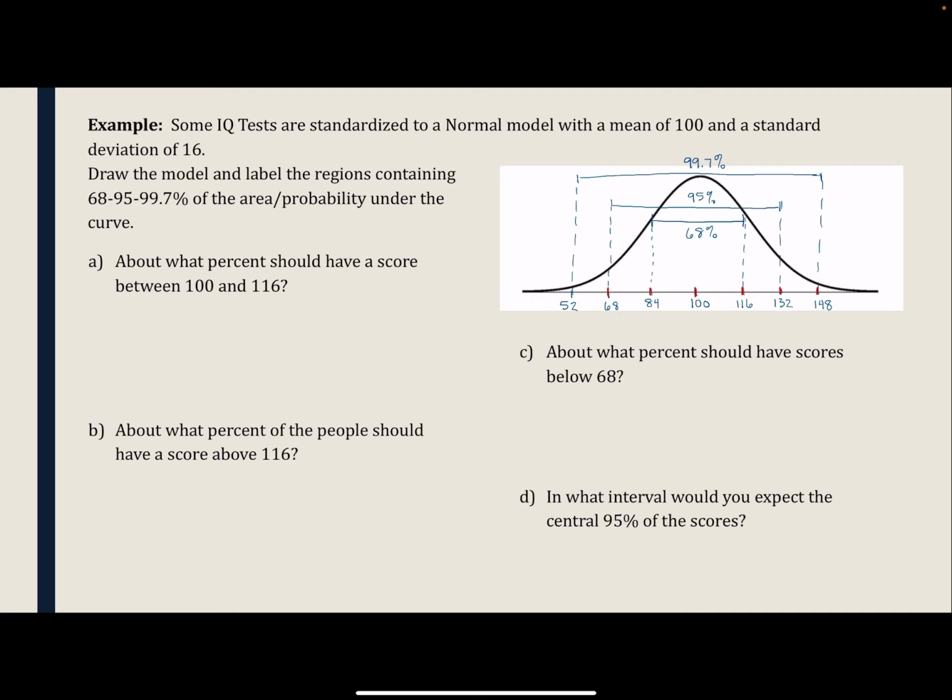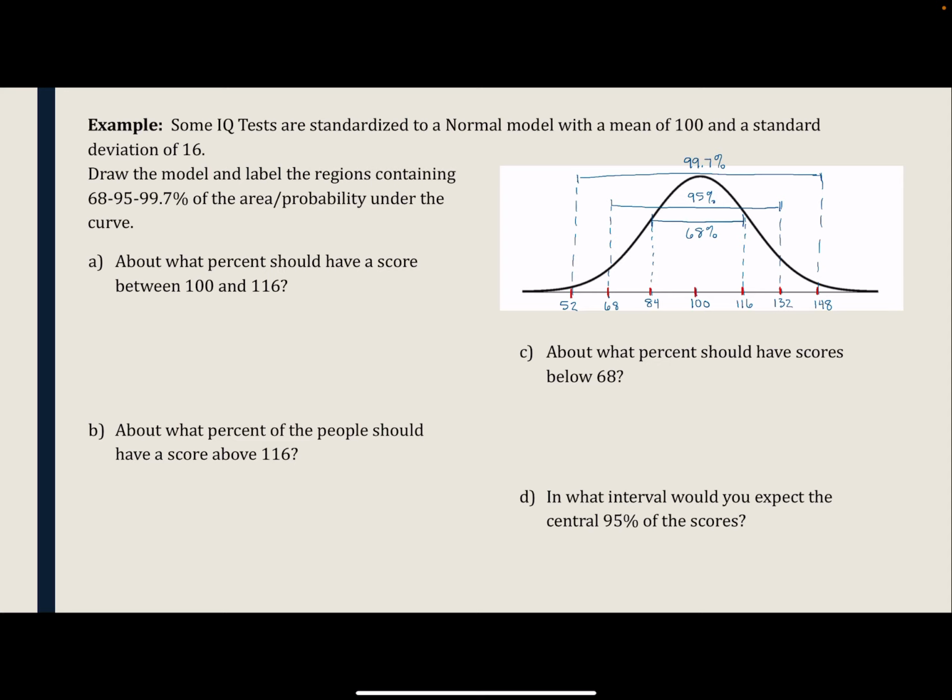68 is 2 standard deviations below the mean. And then I subtracted 16 3 times and got 52, which is 3 standard deviations below the mean. Which means that 68% of IQ scores will be between the scores of 84 and 116. And 95% of IQ scores will be between 68 and 132.